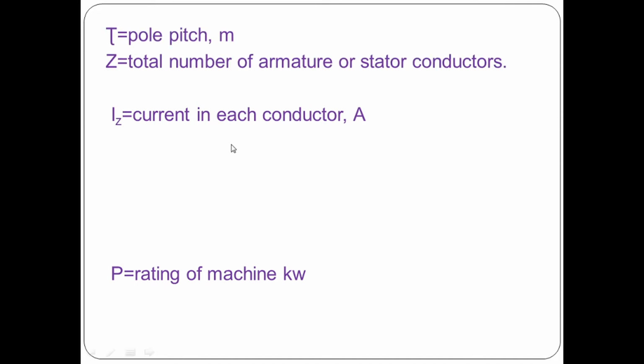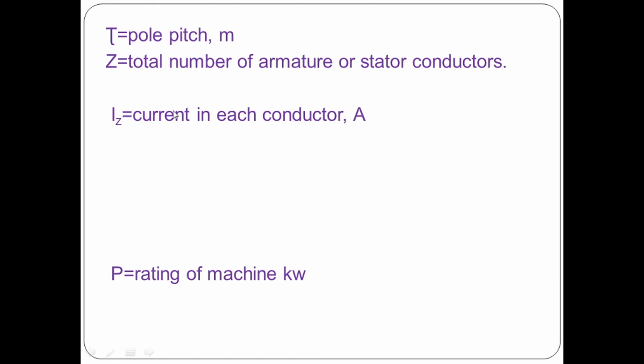So tau is the pole pitch, that is nothing but the total number of conductors under one pole, represented in meters. Z is the total number of armature or stator conductors, and tau is the pole pitch, that is, the total number of conductors per pole.